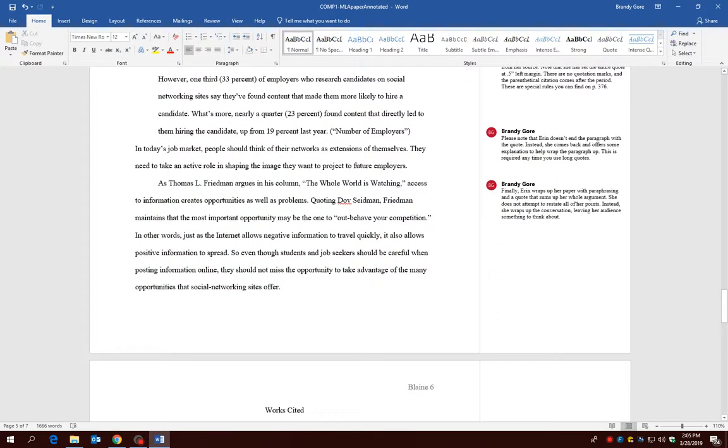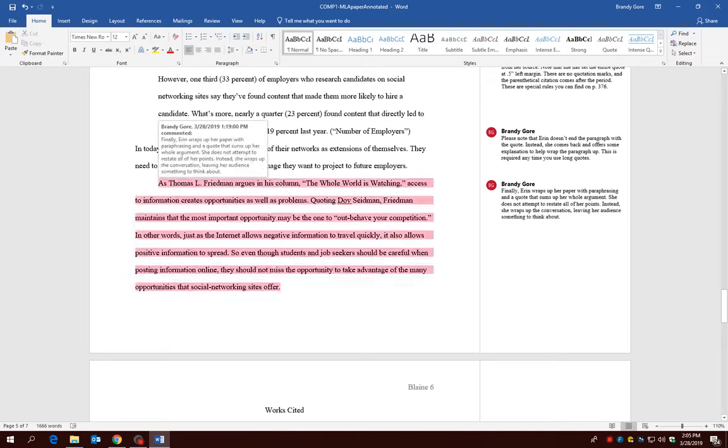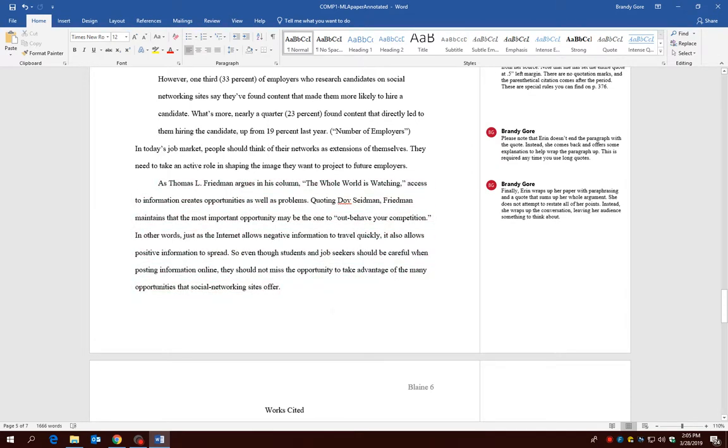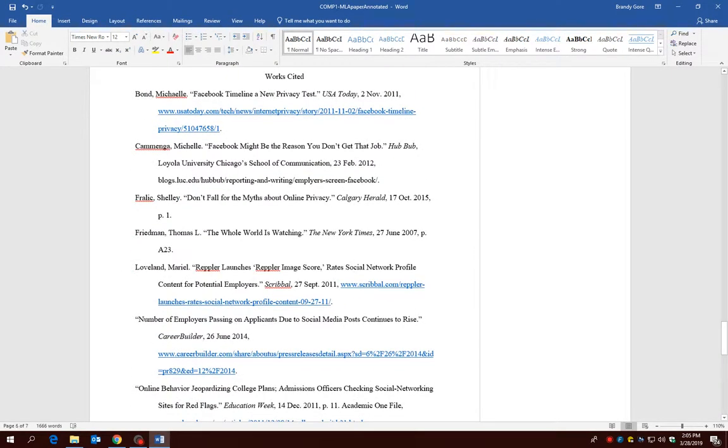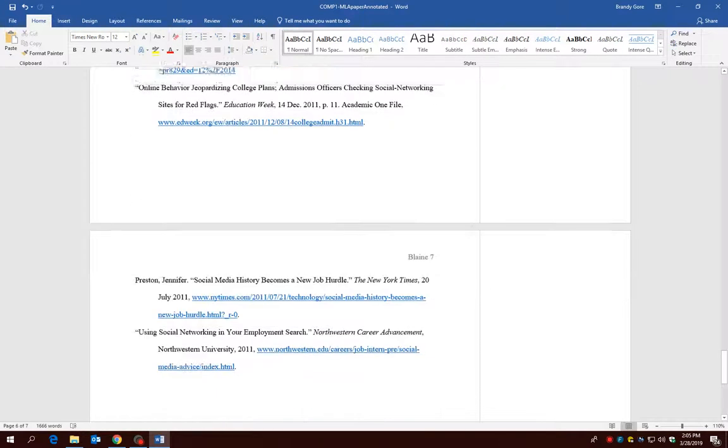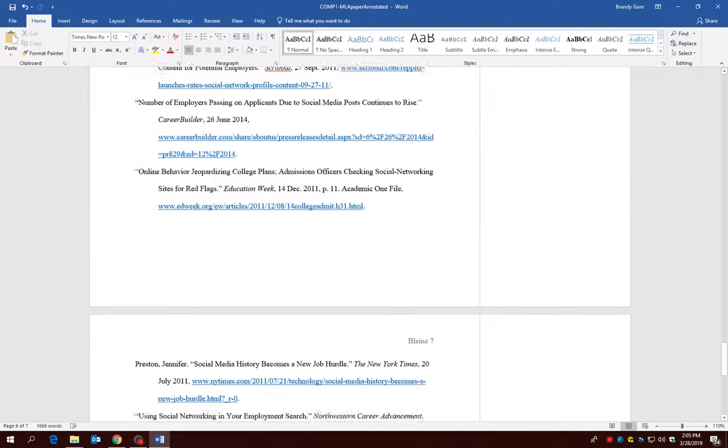All right, finally you have the conclusion here. Erin wraps up her paper with paraphrasing and a quote that sums up her whole argument. She does not attempt to restate all of her points. Do not restate your points. No one needs to see that. Instead, wrap up the conversation and leave your audience something to think about. The very last page of your document will be your works cited. They should be in alphabetical order and cited according to MLA 8th edition.